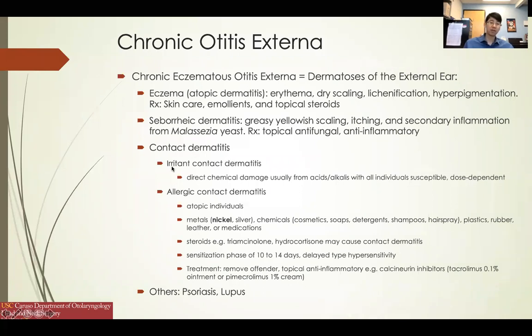Contact dermatitis can be broken down into two main kinds. Irritant contact dermatitis, which is just from direct dose-dependent exposure to acids or alkalis in general that everyone is susceptible to. Then there's the allergic type, which is in atopic individuals. Most common cause is nickel. You can also have silver that causes this allergic chronic contact dermatitis. Chemicals like cosmetics, soaps, detergents, shampoos, hairspray, plastics, silicone, acrylics, and hearing aid molds, rubber, leather, and even medications like we learned about earlier, aminoglycosides, sometimes even certain steroids, triamcinolone, hydrocortisone can even cause contact dermatitis.